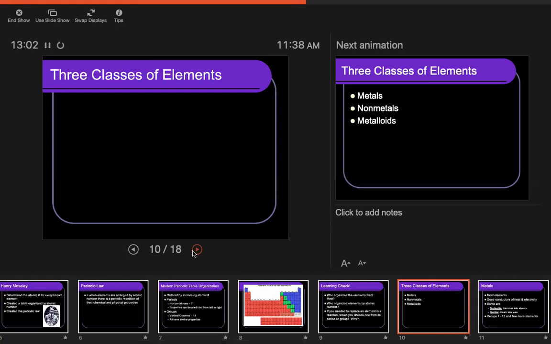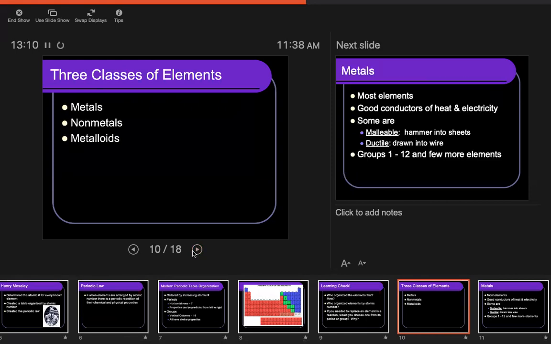The last 2 objectives were about the 3 classes of elements, which are metals, nonmetals, and metalloids. So our periodic table is done by increasing atomic number. It's arranged into 7 periods and 18 groups. We also can classify our metals, nonmetals, and metalloids based on where they are located on the table.